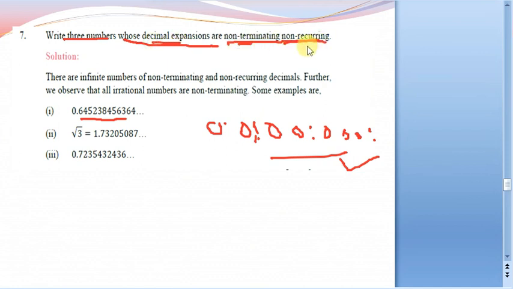That means you have to write the decimal expansions of irrational numbers. See here, the first example I have taken is 0.65238. There is no definite pattern, and it won't repeat. And if you see the √3 expansion, there is no definite pattern for the digits after the decimal point. You can take any random number, but make sure that the decimal blocks are not repeated after the decimal point. That is how we can randomly take values after the decimal point and answer this 7th question.